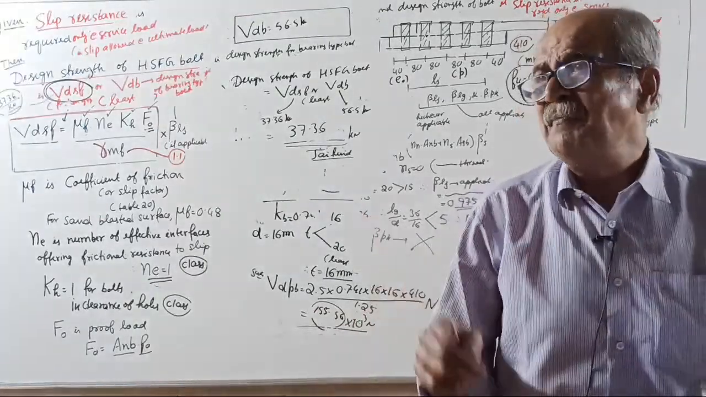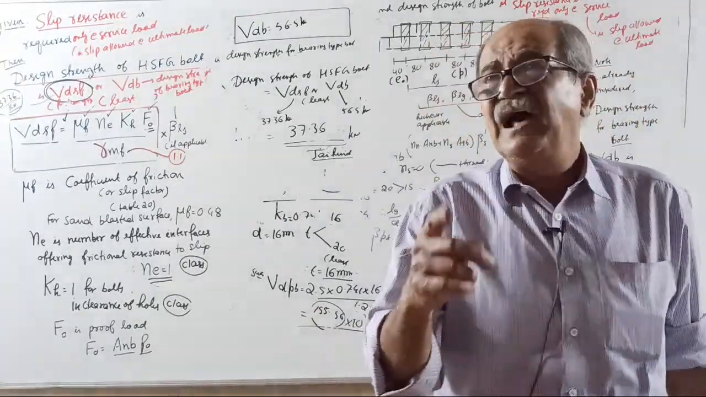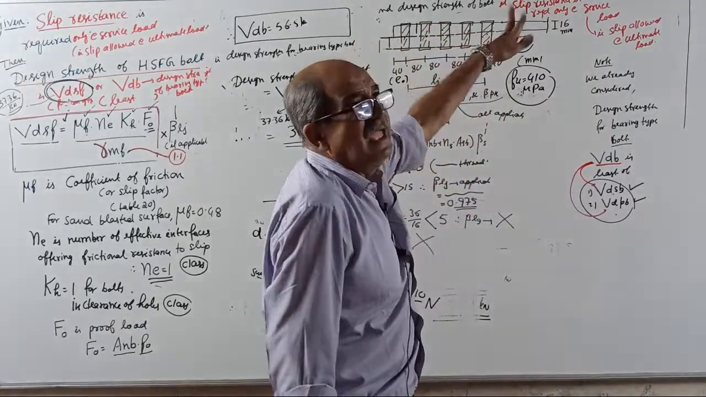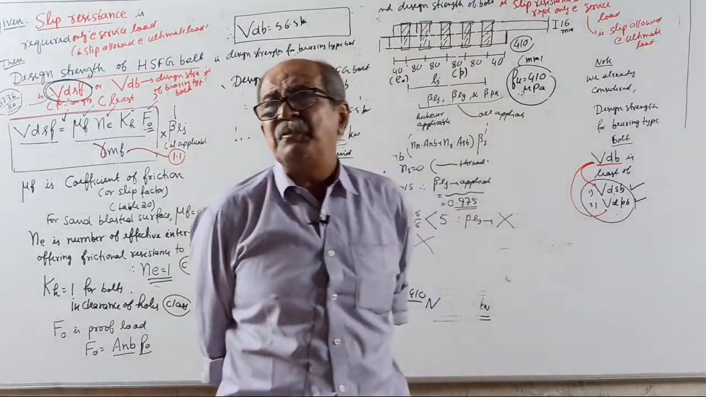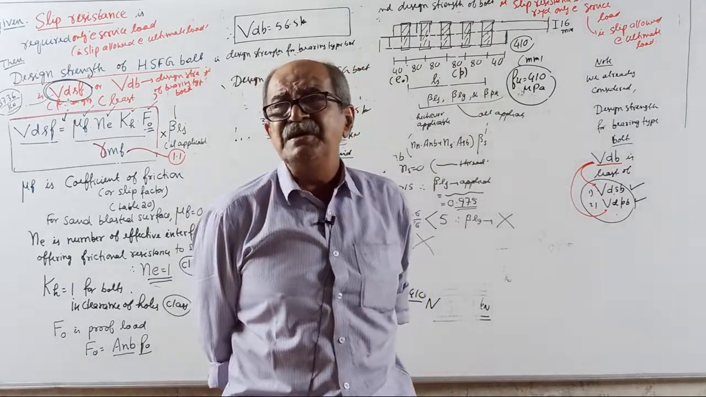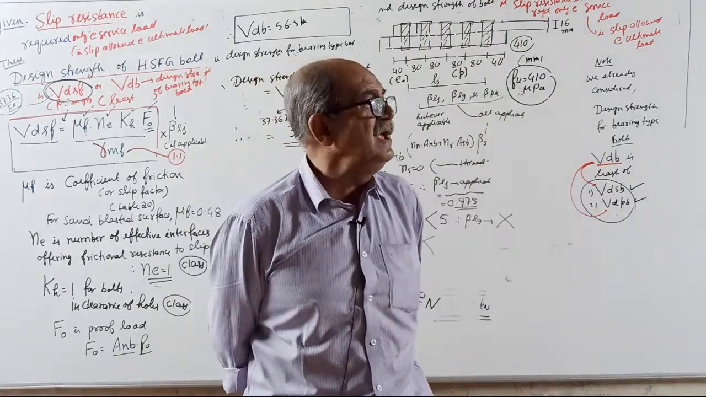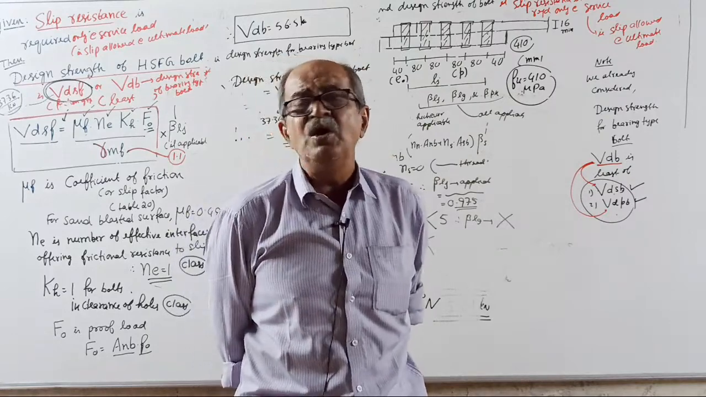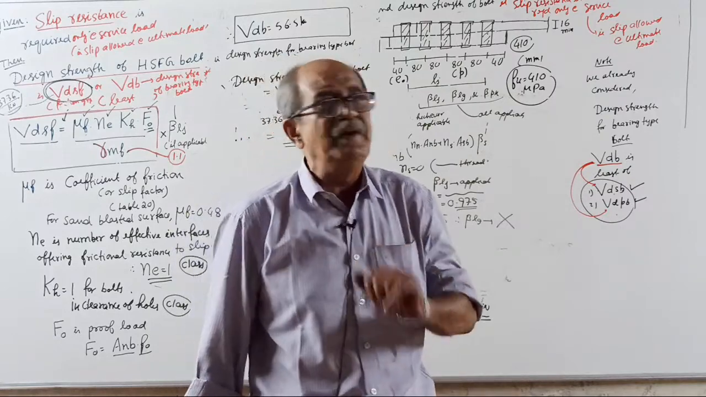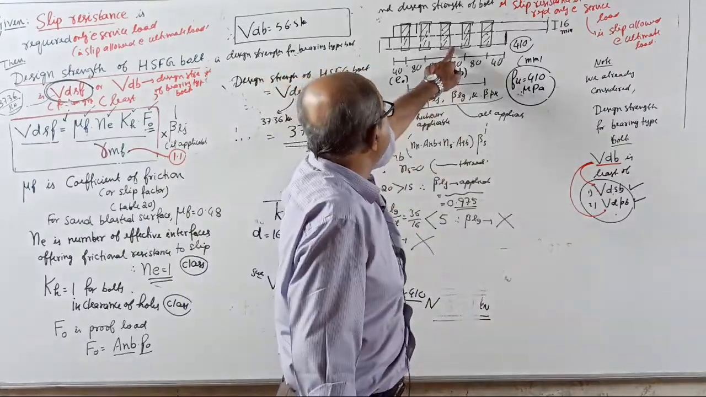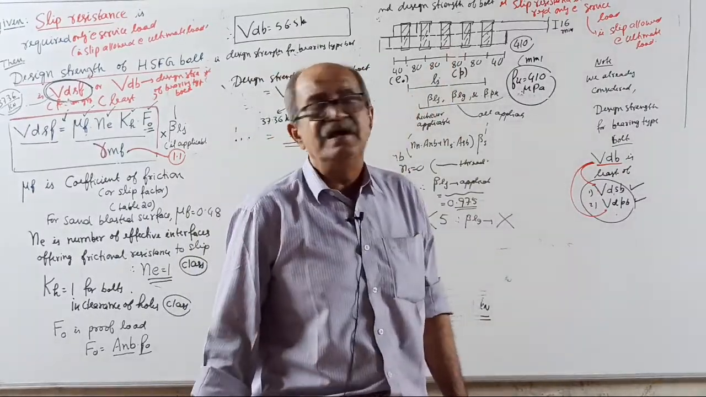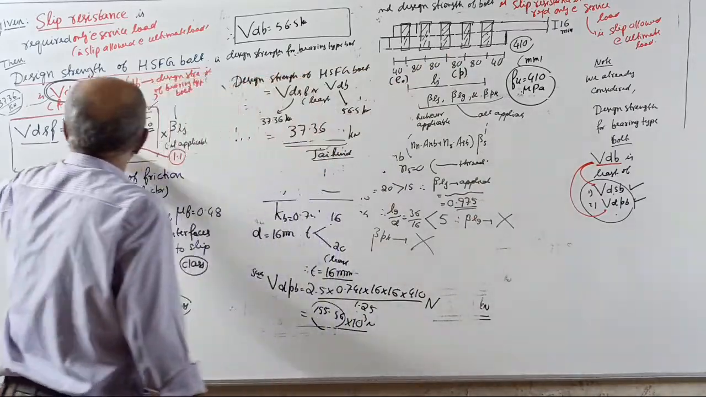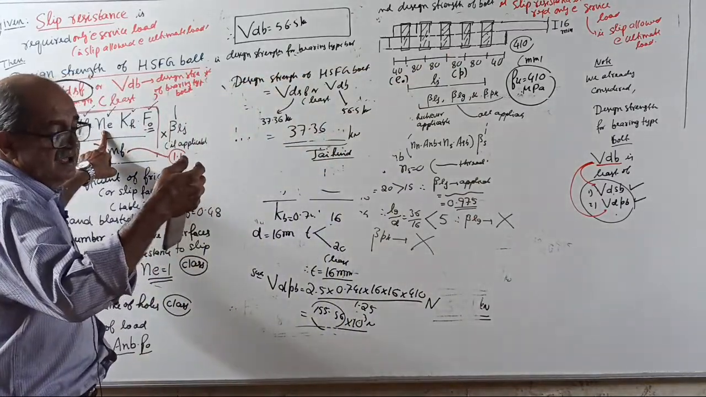So now remember. Later, when a problem comes, the condition will be given: whether slip is to be prevented only at service load but allowed at failure load, or even at ultimate load it is prevented. That data will be given. Instead of single shear, it can become double shear. Then NE will become how much?